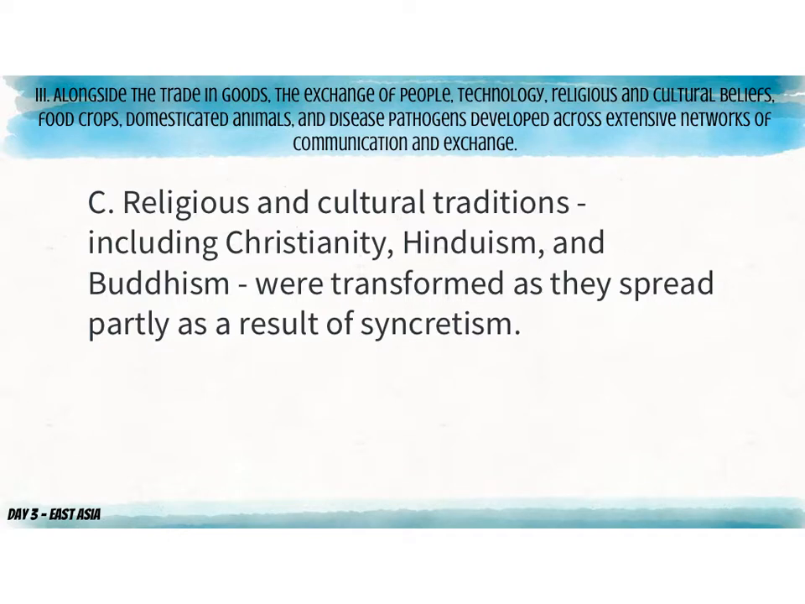All right, so same key concept. We're talking about trade and what else was traded, not just goods, but disease, and also ideas and cultural traditions. So the important one here is Buddhism, because Buddhism is going to spread from India into East Asia. Okay, and it says they were transformed as they spread, partly as a result of syncretism. Okay, this is a word that we'll talk about in class a lot more, but I want you to define that word if you don't know what it means. Syncretism is when parts or pieces of a culture or religion are adopted into another culture or religion.